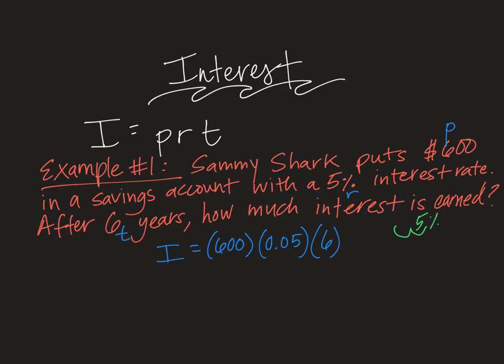So then you're going to type this into your calculator. You're going to multiply 600, 0.05 or 5 hundredths if you're really fancy. And you're also going to multiply it by 6. And when you do, you're going to get 180. So the interest is going to be $180. So that means that money just sitting there in that account for 6 years will grow by $180.